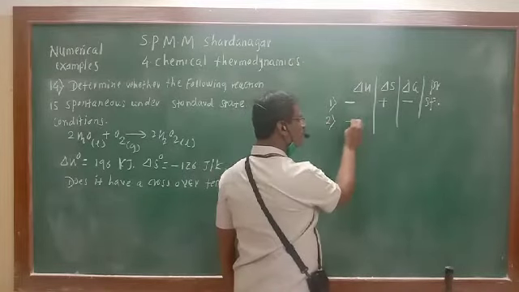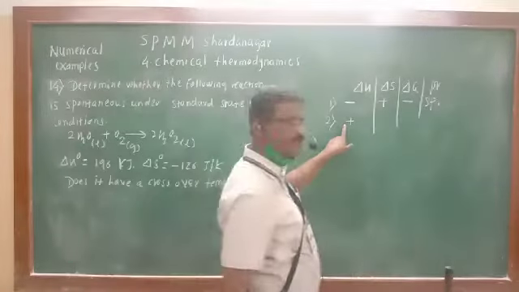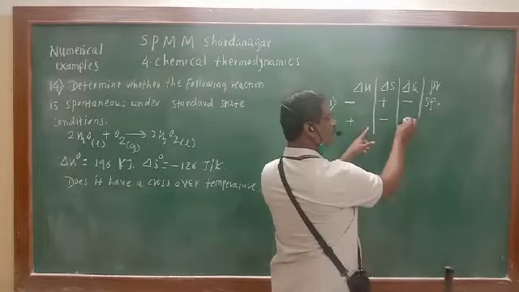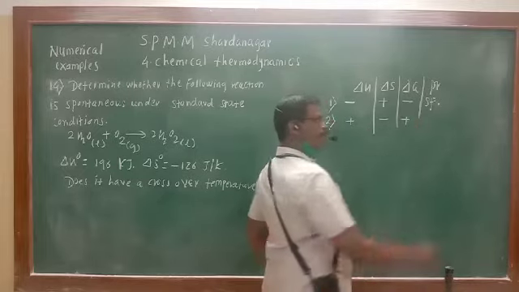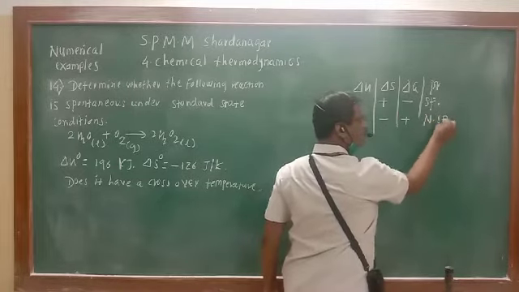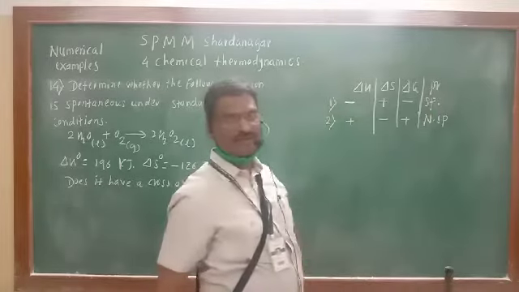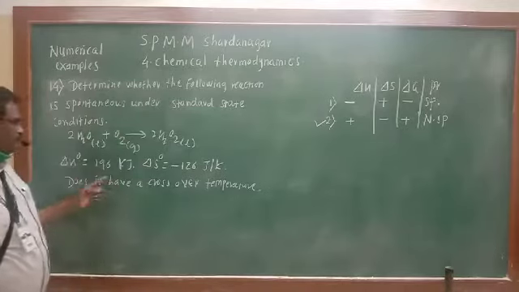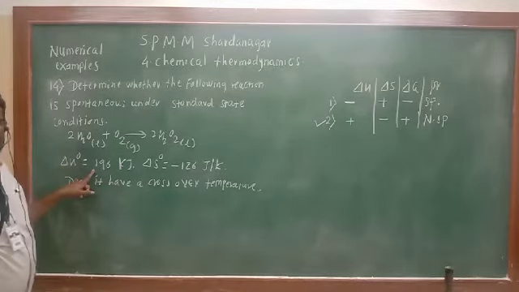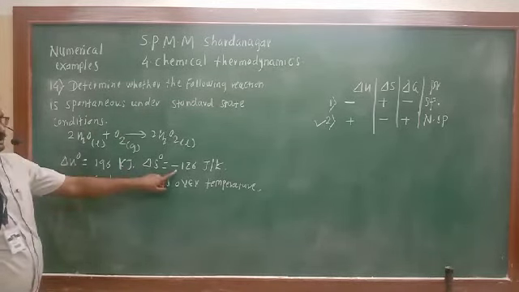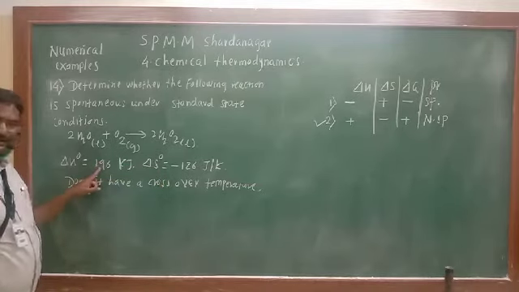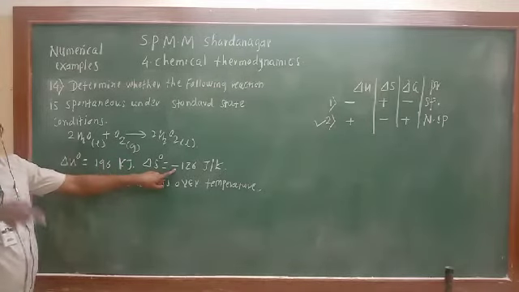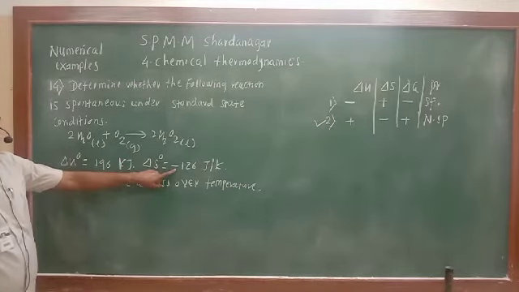Secondly, if this is positive, the process is non-spontaneous. If this is negative, the process is non-spontaneous. Therefore this comes to be positive and the process is non-spontaneous at all temperatures. And this data is given for this problem also. See, delta H is given as positive, delta S is given as negative. Here the value is positive, meaning non-spontaneous; here negative, meaning non-spontaneous. In both cases it is non-spontaneous.